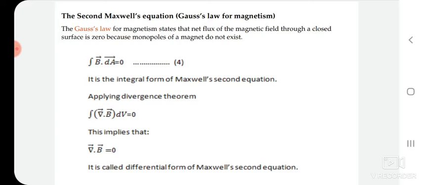This kind of question will be asked in our university exam for 5 marks. Okay. Integration of B dot dA is equal to 0 is the integral form of Maxwell's second equation, and del dot B is equal to 0 is the differential form of Maxwell's second equation. The physical significance of this equation tells us the magnetic monopole does not exist in the universe. It exists in multipoles.